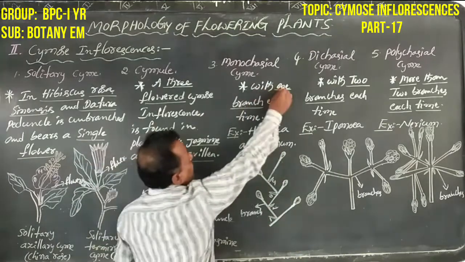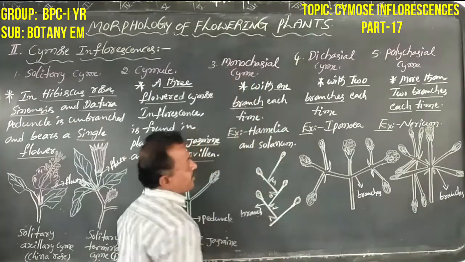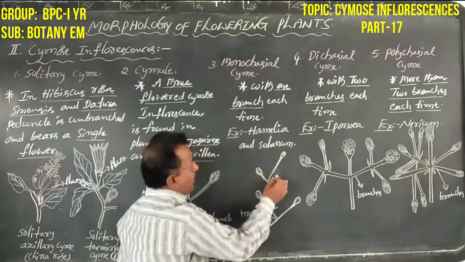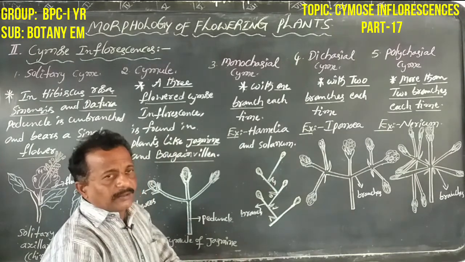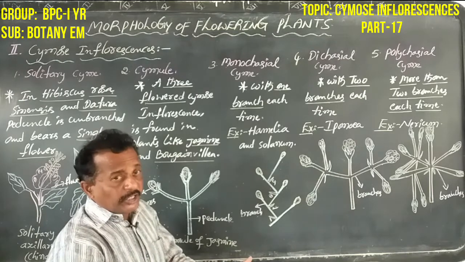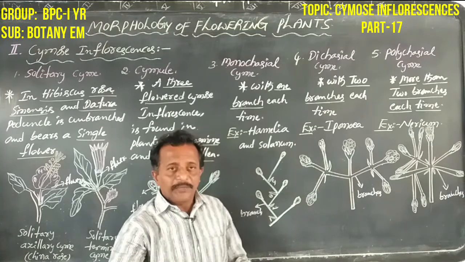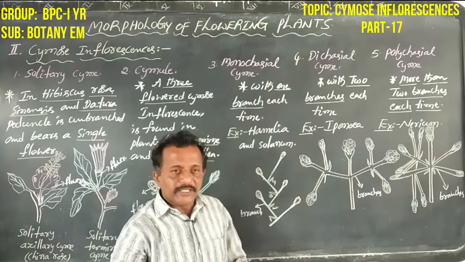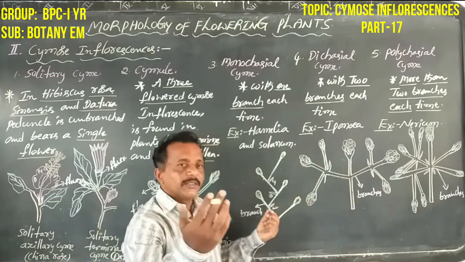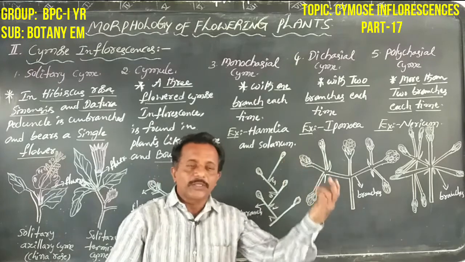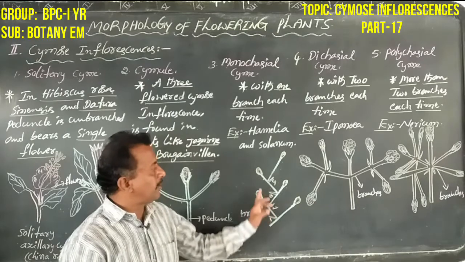Now, with one branch each time, that is monochasial cyme, seen in Emilia and Solanum. These flowers are arranged in a zigzag manner, by means of the first peduncle positioned on the right side, the second peduncle positioned on the left side, the third peduncle on the right side, and the fourth peduncle on the left side. So this is one zigzag manner.